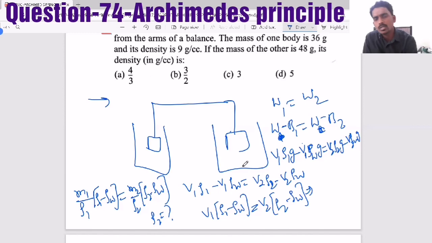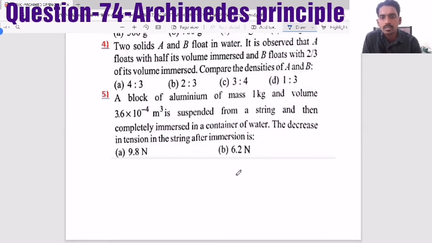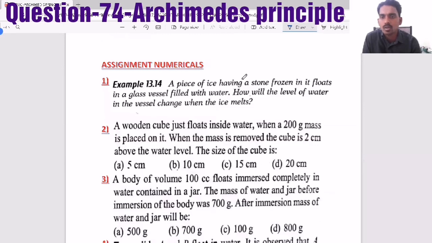So this is how the difficulty level of the question can increase, or they can ask a direct formula based question. This is how you need to understand how to apply Archimedes principle or force of buoyancy in solving numericals. Similar questions I have given as an assignment. Just try to understand and try to solve.